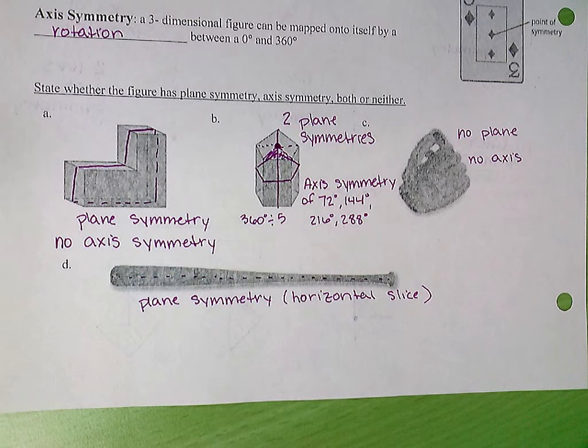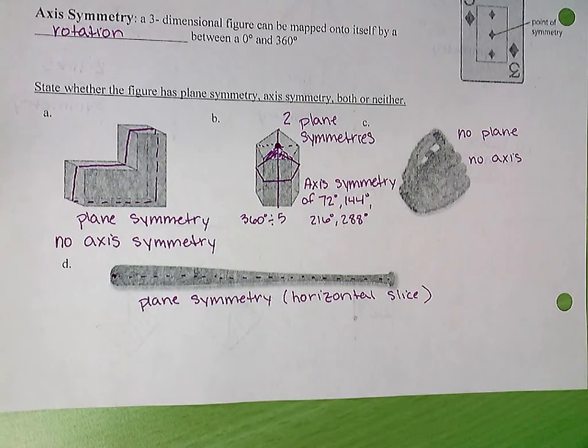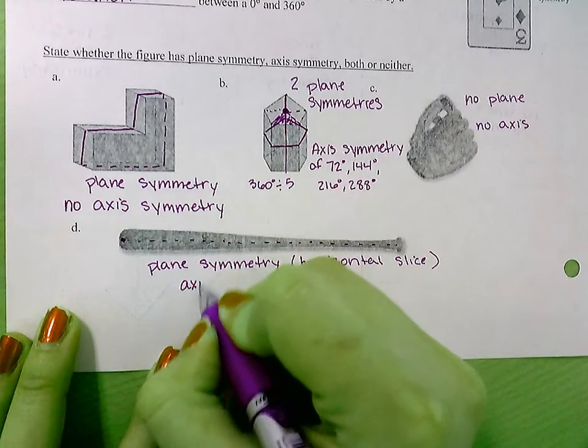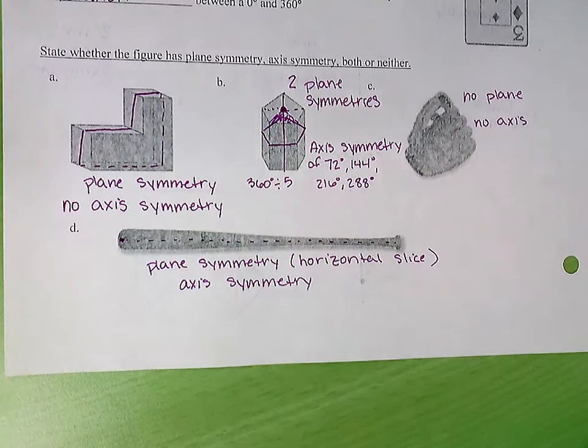All right, what about axis symmetry? There is axis symmetry. So if you go from the top of your baseball bat and in the center of the top part, you could take any slice and rotate that all the way around to get the same thing. So your axis symmetry will be any angle between 0 and 360 degrees.